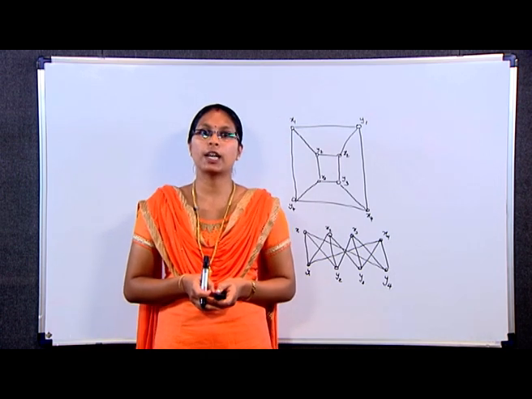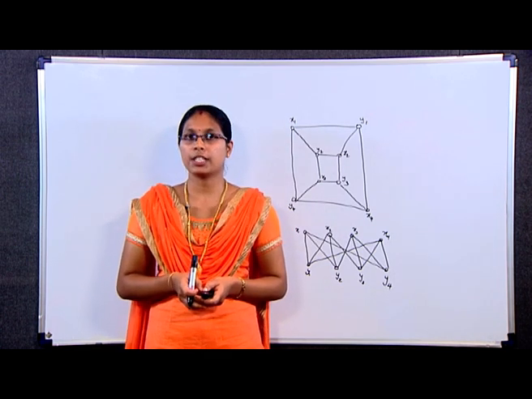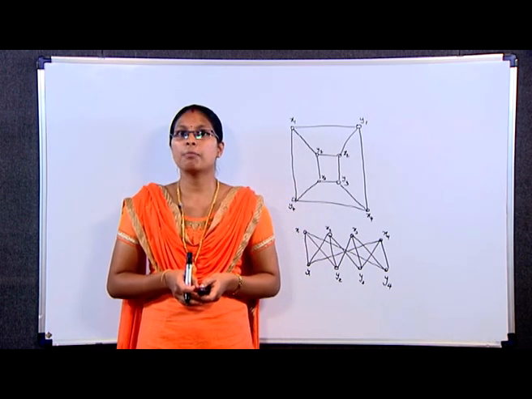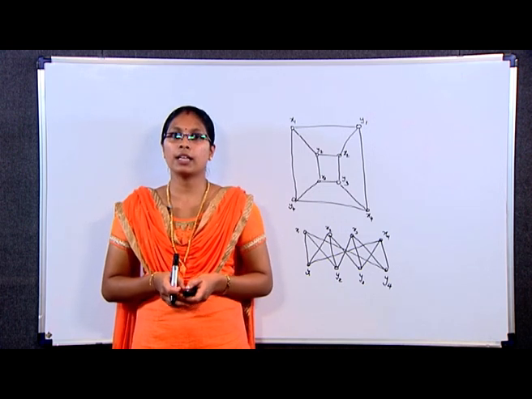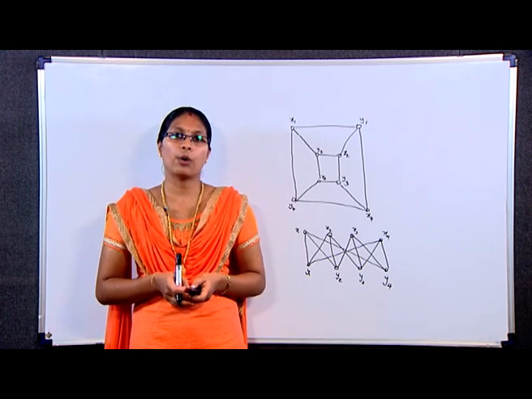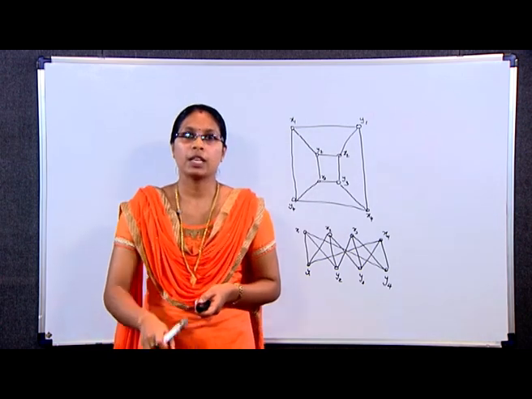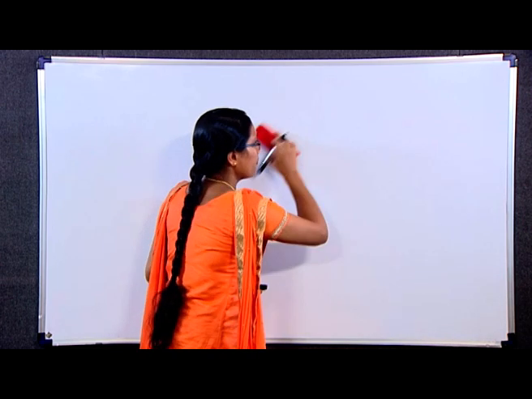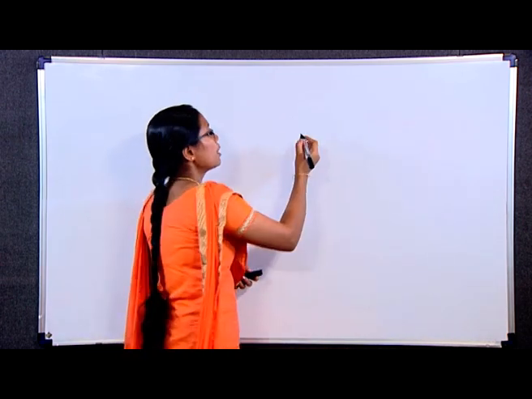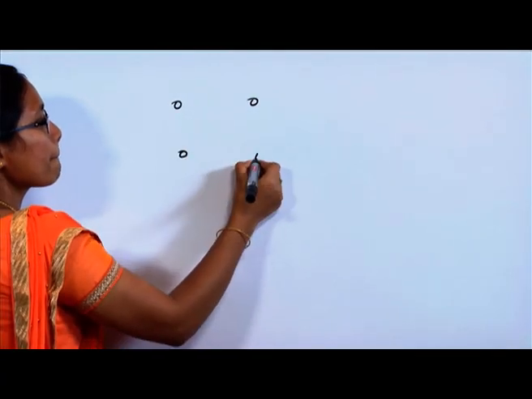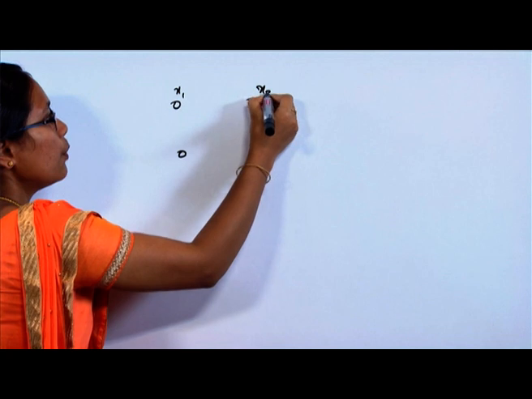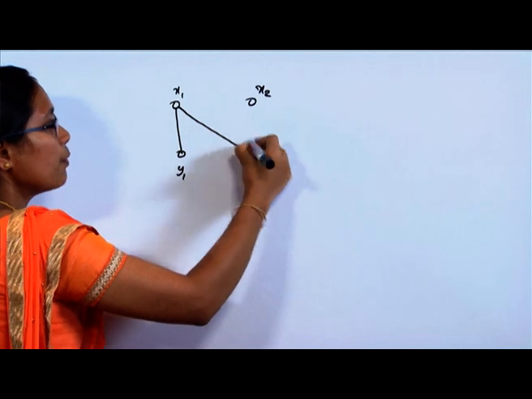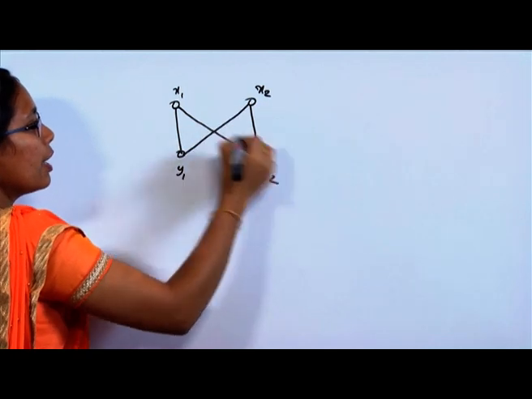Next, we discuss complete bipartite graphs. Definition: a complete bipartite graph is a simple bipartite graph G with bipartition V equal to X union Y, in which every vertex in X is joined to every vertex of Y. For example, here x1, x2, y1, y2, and x1 is adjacent to every vertex of Y and x2 is adjacent to every vertex of Y.